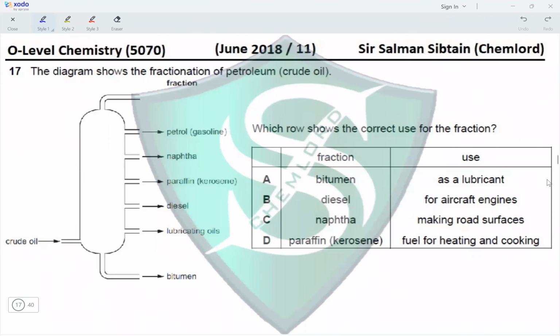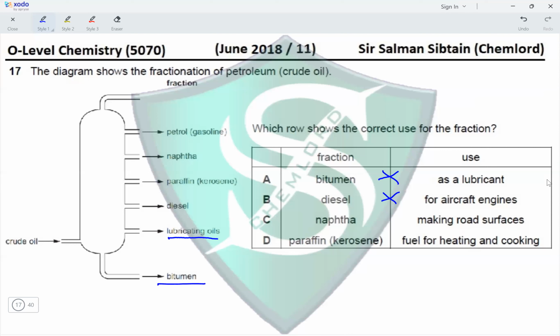Question 17. The diagram shows the fractionation of petroleum crude oil fractions. Okay. So, which row shows the correct use of the fraction? Bitumen. Bitumen is used for making road surfaces, not as a lubricant. The use as a lubricant is of lubricating oils. So, A is incorrect. B, diesel. Diesel is used as a fuel for heavy vehicles, not for aircraft engines. The fuel for aircraft engines would be kerosene.